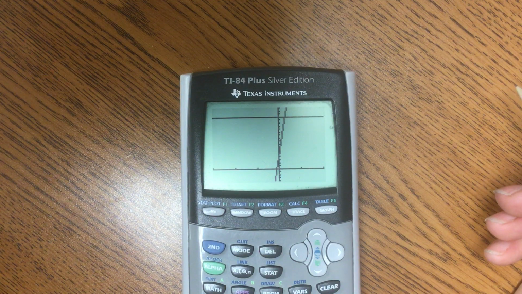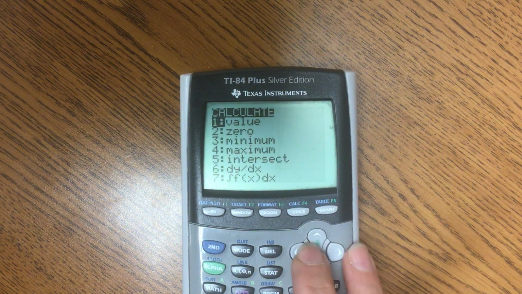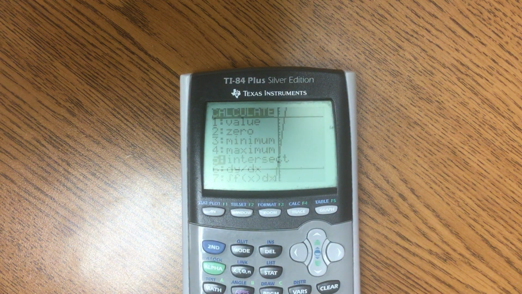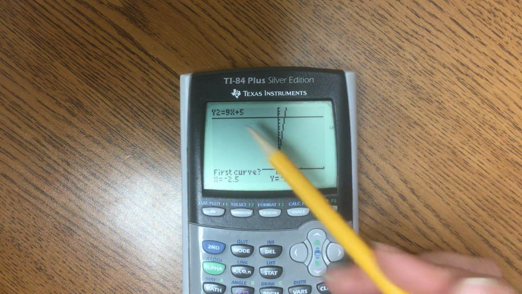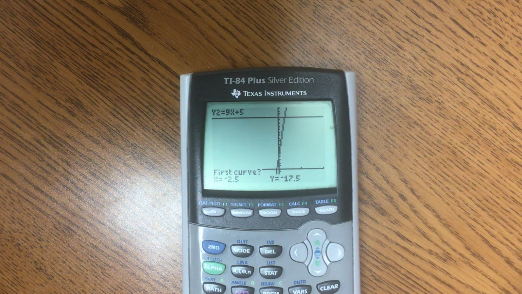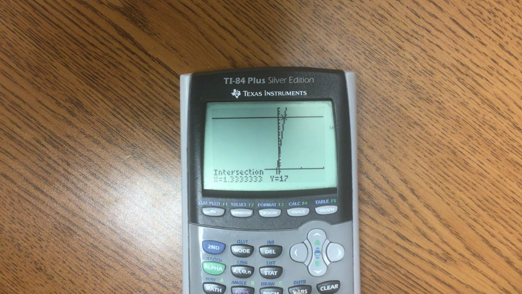Doesn't matter. So I want to know where they cross, where they intersect. So second, calculate, intersect. And I'm going to hit enter, enter, enter, because I only have two equations that are graphed here. So this is my first equation, 9x plus 5, so hit enter. My second equation is 17, hit enter, and then when ready for it to make a guess, hit enter. And so this happens at 1 1/3. So 1.3 repeating would be 1 1/3. So that's how you solve an equation.